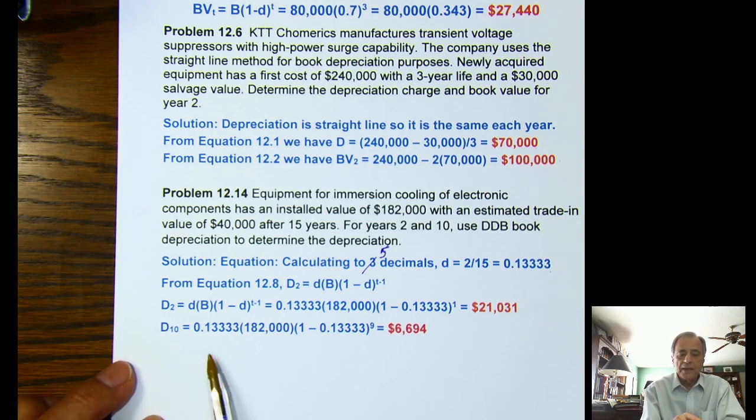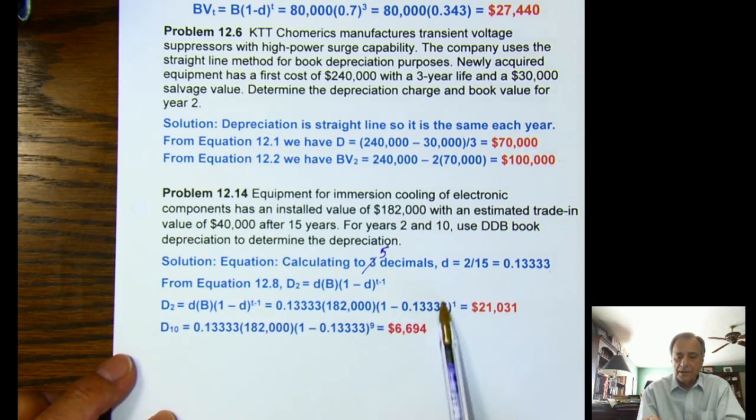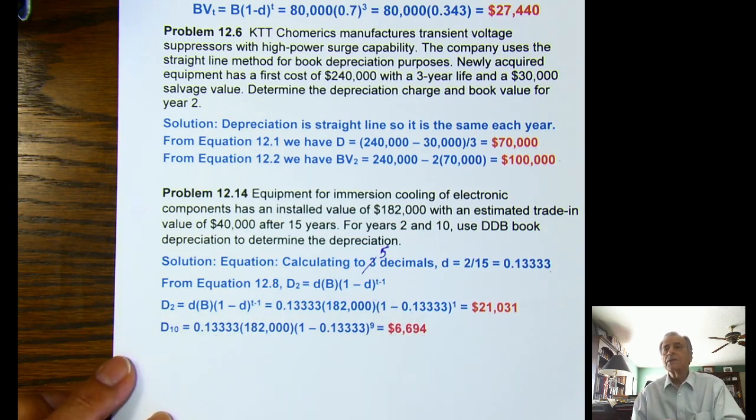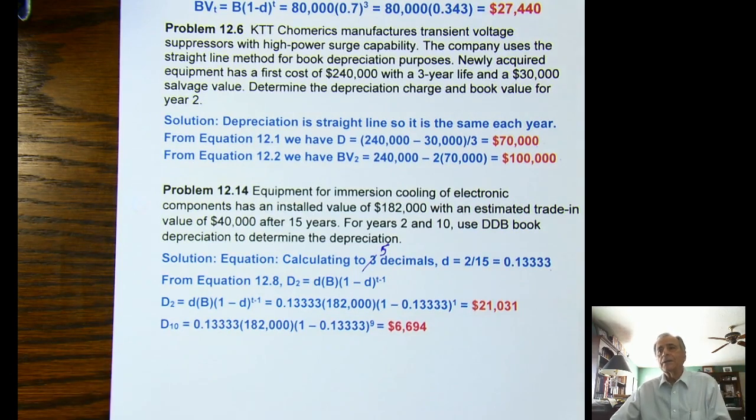And if I do that for year 10, then the power here is the only thing that changes. It goes from t minus 1 being 2 minus 1 to 10 minus 1, which is 9. And I compute that then to be 6,694. And that concludes today's lecture.